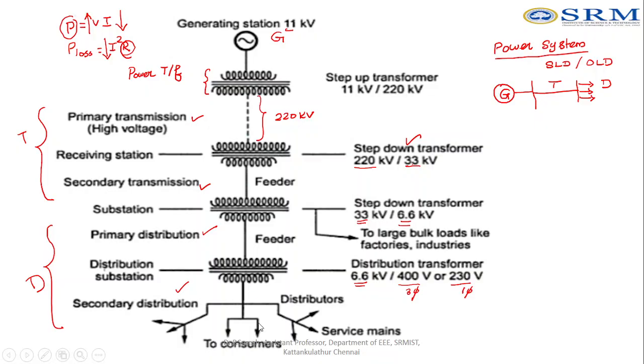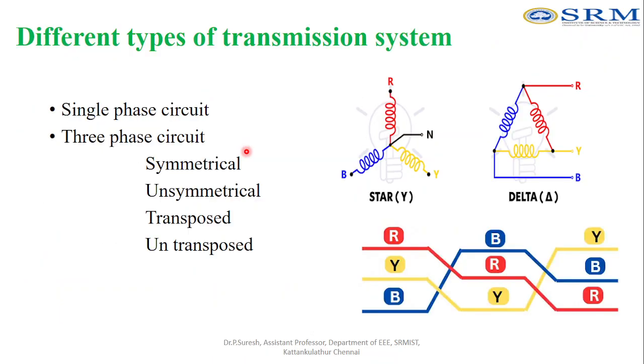So this is the detailed diagram of a power system. The one on the right side is giving you the single line diagram. It gives you the detailed arrangement of components, or the detailed structure of the power system. Okay. So next we will see the different types of transmission systems. We are going to concentrate only on the different types of transmission systems.